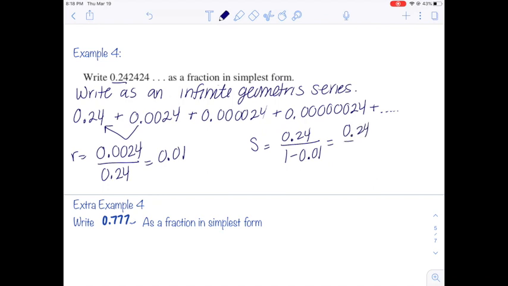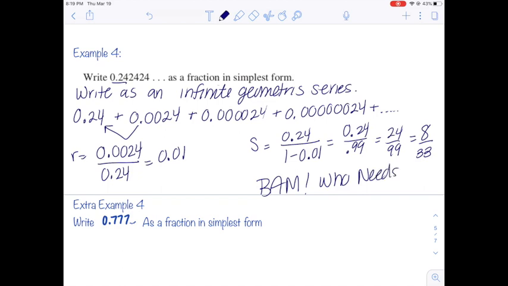Drop that back into your sum formula and you get 1 minus 0.01. And you have 0.24 divided by 0.99. Change that, move those decimals, you get 24 over 99, which actually simplifies down to 8 over 33. And bam! Who needs a calculator? Not me.